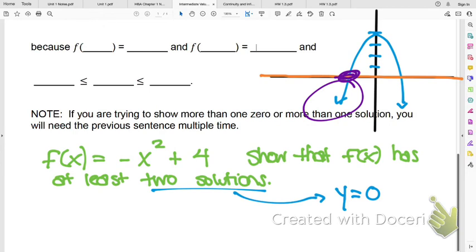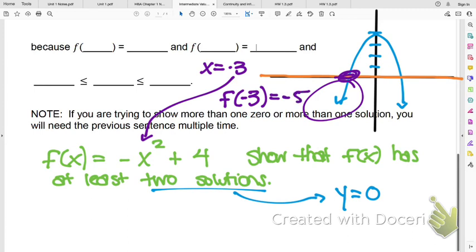So if you're going to be nice to yourself, pick something just on one side of it. So maybe, how about negative 3? Can we do that? How do I find out what f of negative 3 is? Plug it in. All right, so take a minute. Plug it in. f of negative 3 is going to be equal to what number? Negative 5. We all okay with that?